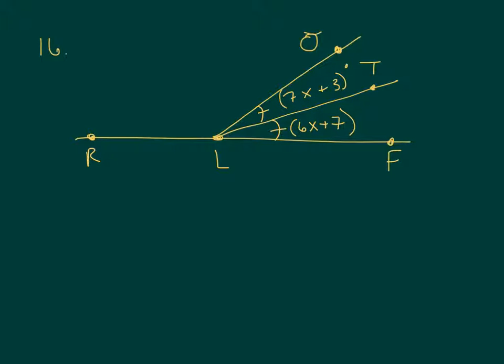Well, if these angles are congruent, congruent means they have the same measure. So I can write an equation. I can write 7x plus 3 equals 6x plus 7. So I'm just using what we know about our diagram, what things we have been told, to write an equation. And then this is easy to solve. I won't solve it because I know you know how to solve that. So I do want you to solve that for homework.